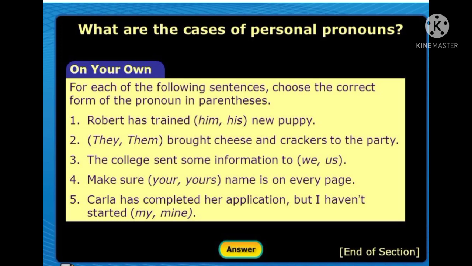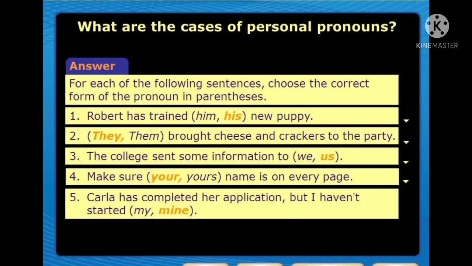On your own, for each of the following sentences, choose the correct form of the pronoun in parentheses. This is the answer. Number 1, Robert has trained his new puppy. Number 2, they brought cheese and crackers to the party. Number 3, the college sent some information to us. Number 4, make sure your name is on every page. Number 5, Carla has completed her application, but I haven't started mine.